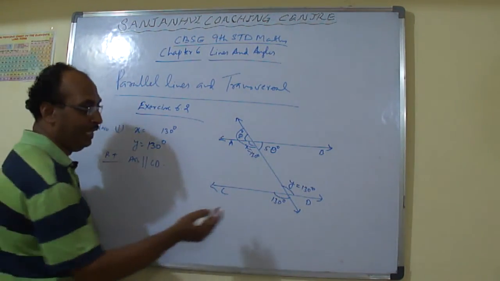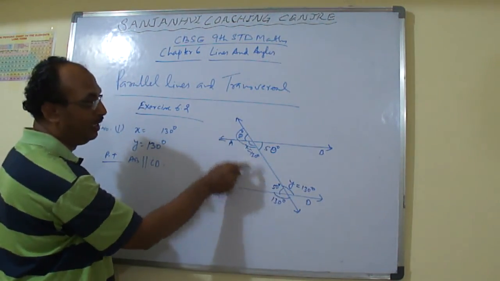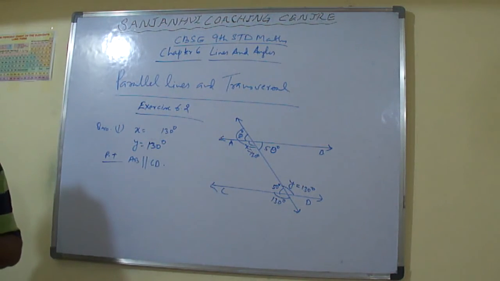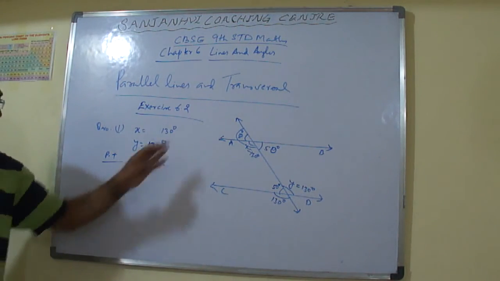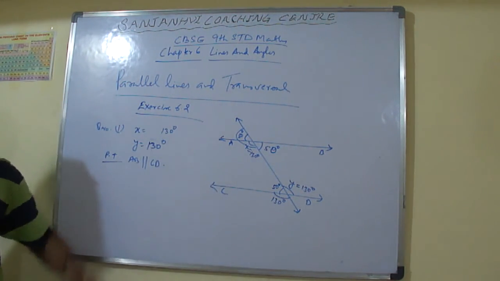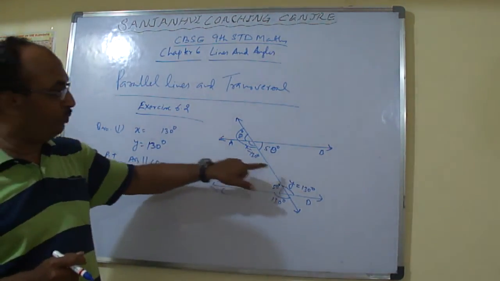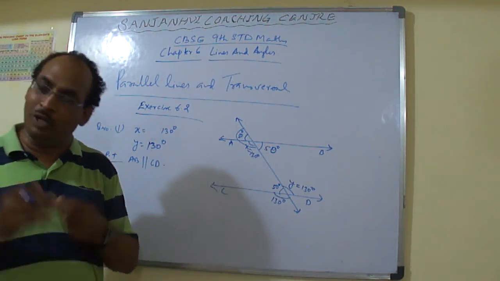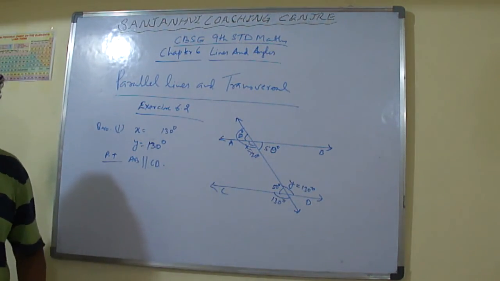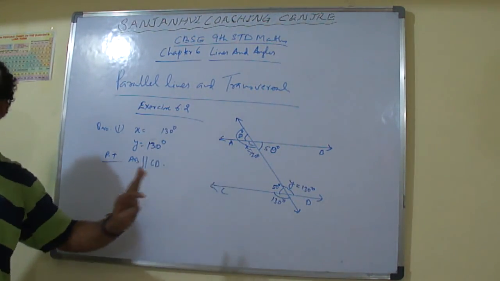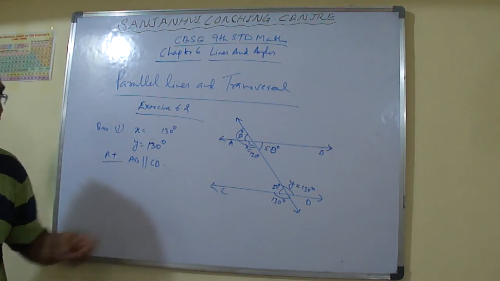Another thing you can say, if this is 130, it is 50 degree. So 50 degree, 50 degree, corresponding angles are equal. Any one you have to prove. You need not go for all the three. Any one, corresponding angles are equal. Or, alternate interior angles: x and y are equal. All the properties will be satisfied. If you write only one property, it is proved that AB is parallel to CD. If you want to check, you can check all the three properties.